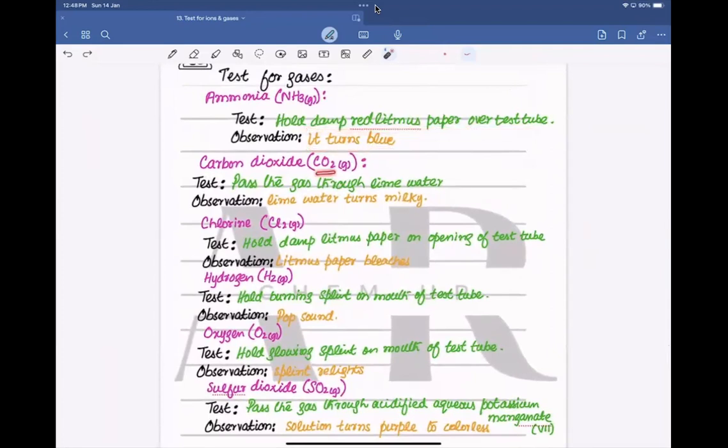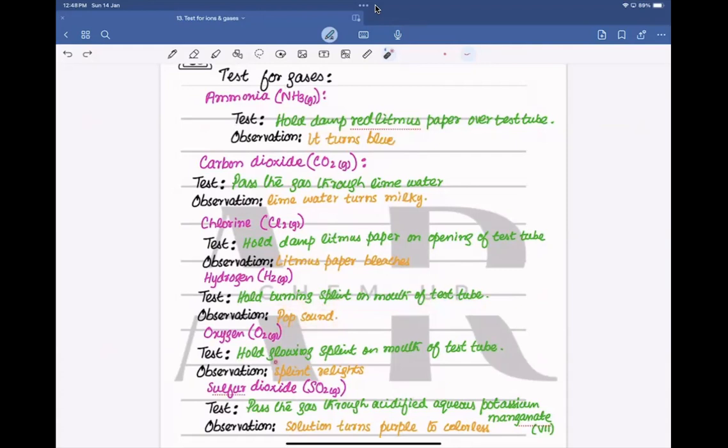For carbon dioxide, we will pass the gas through lime water, and it turns milky. For chlorine gas, we hold damp litmus paper at the opening of the test tube. That litmus paper bleaches, which means it decolorizes. That indicates there is chlorine gas. For hydrogen, we hold a burning splint on the mouth of the test tube, which produces a pop sound. This indicates the presence of hydrogen gas.